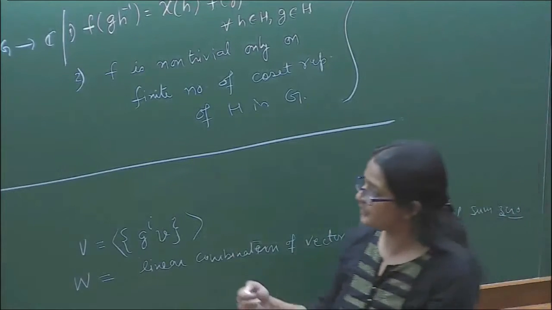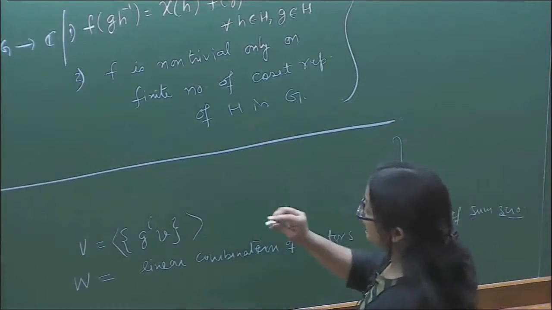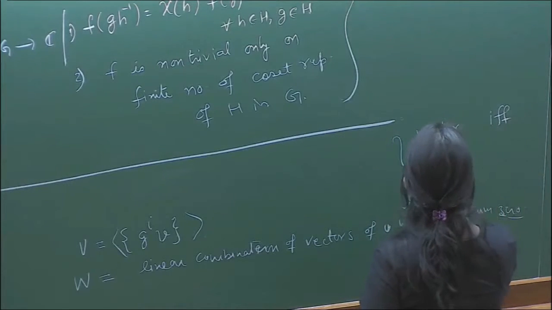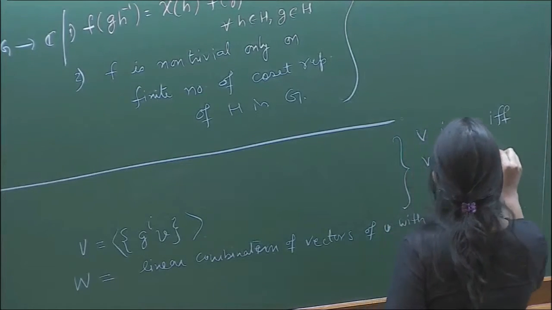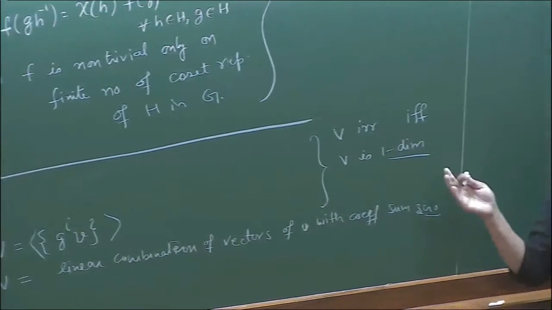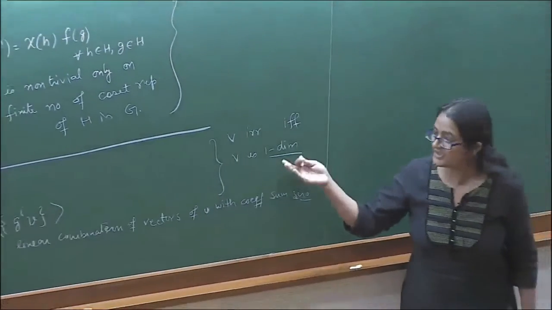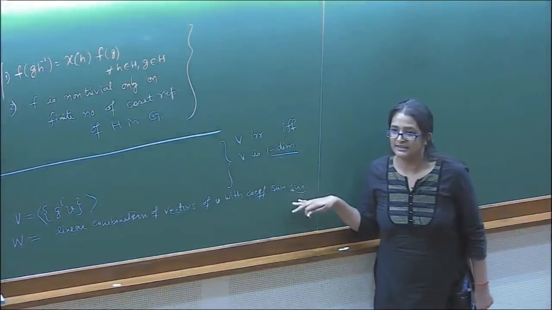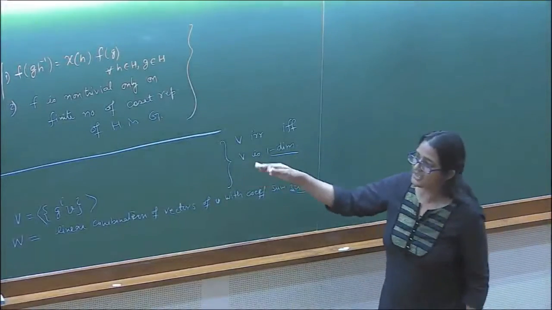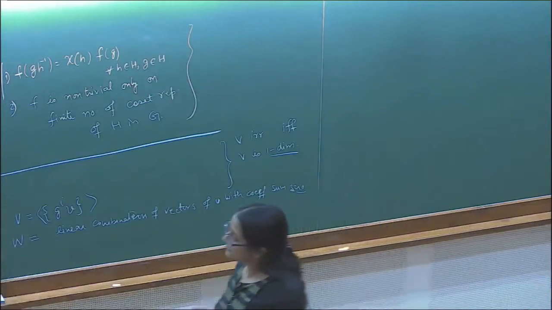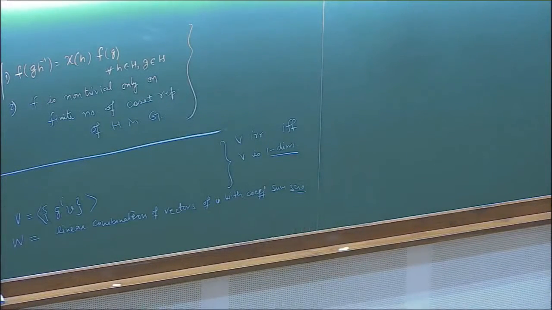So what I basically prove from here is that V is irreducible if and only if V is one-dimensional. And if V is one-dimensional, then by definition it is a monomial representation, so the result is true for these. A similar argument will work for any finitely generated abelian group. So let me go to the next step.